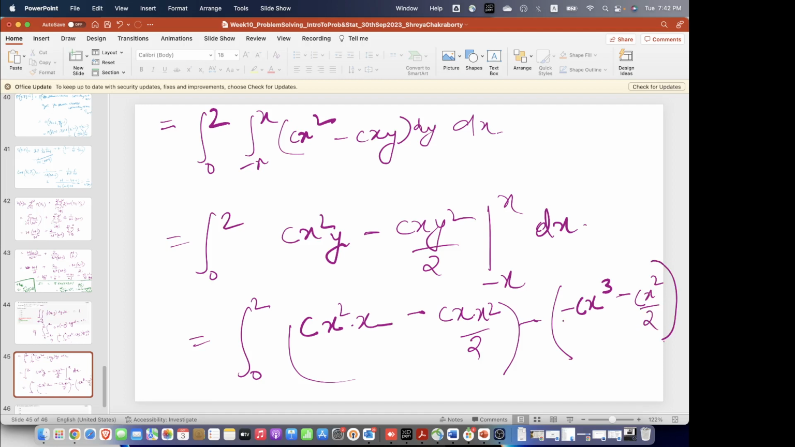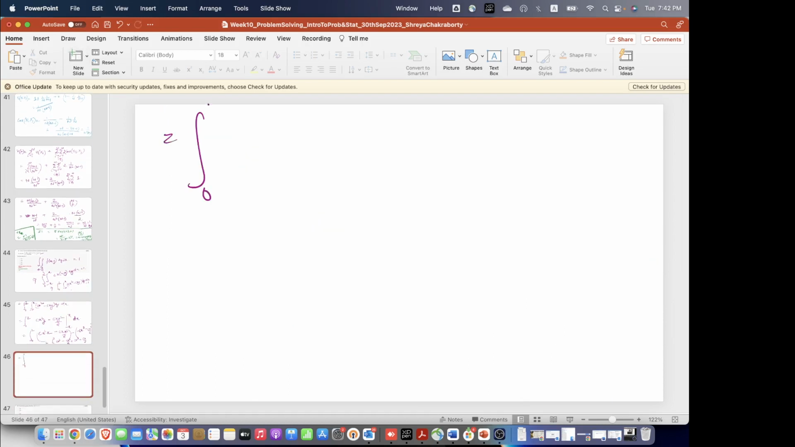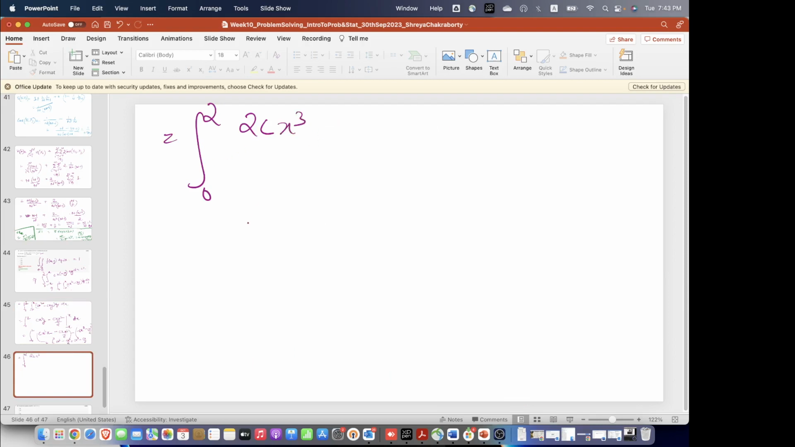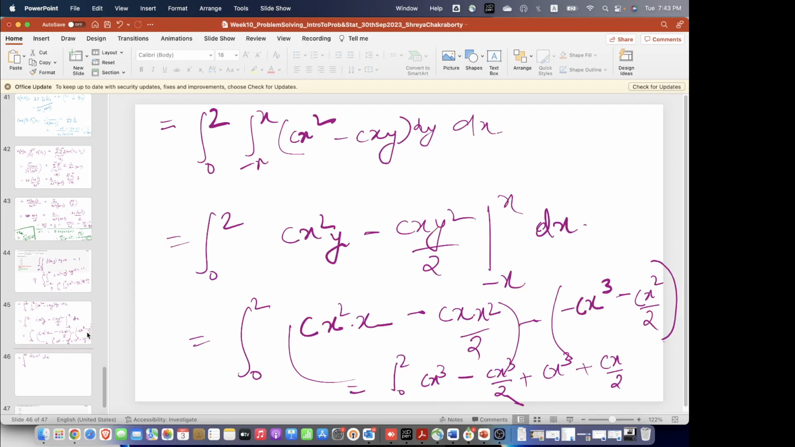So this is the integral from 0 to 2 of c x cube minus c x cube by 2 plus c x cube plus c x square by 2. What we essentially have over here is the integral from 0 to 2 of 2c x cube dx. Everywhere, don't forget to mention this dx.